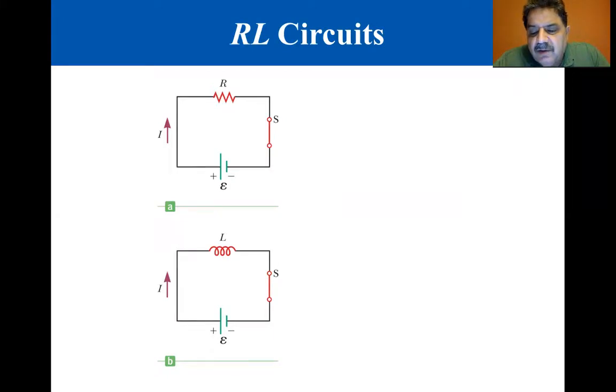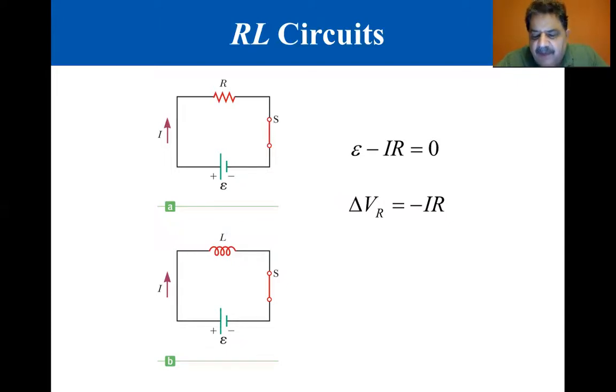Let's see if we can gain some insight into the effect an inductor has on a circuit. Take a look at the two circuits here. The top figure shows a resistor connected to the terminals of a battery. For this circuit, Kirchhoff's loop rule is shown here: E minus IR equals 0. The voltage drop across the resistor is IR. In this case, we interpret resistance as a measure of the opposition to the current.